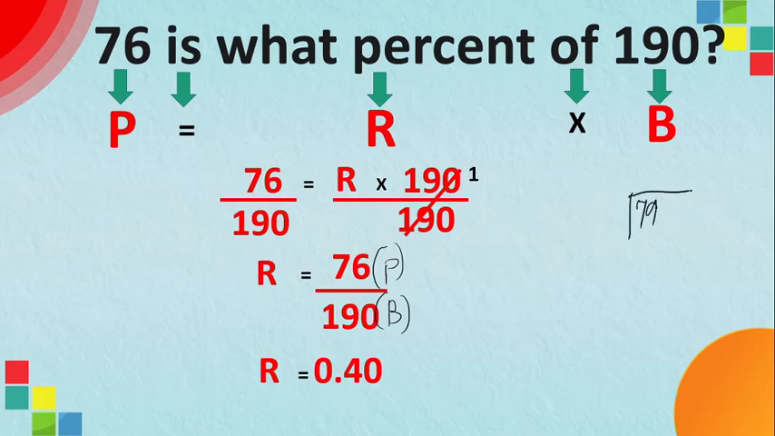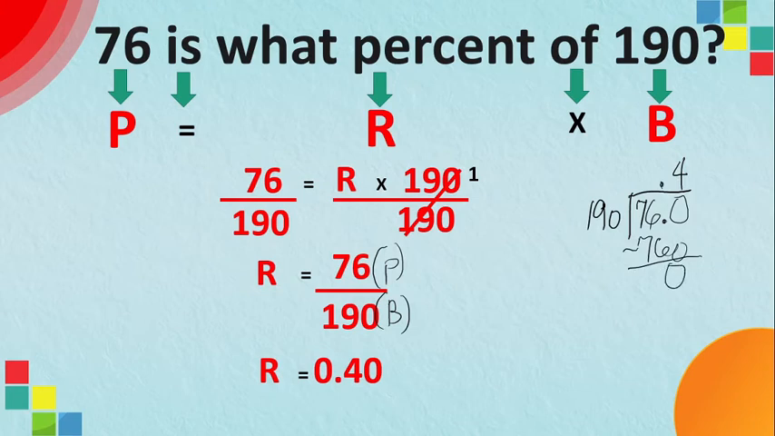76 divided by 190. Since 76 cannot be divided by 190, we can make it a decimal and add a decimal point and 0. So how many 190s can we group out of 760? We can have 4. Then write the decimal point above its place. 4 times 190 is 760. Then 760 minus 760 is 0.